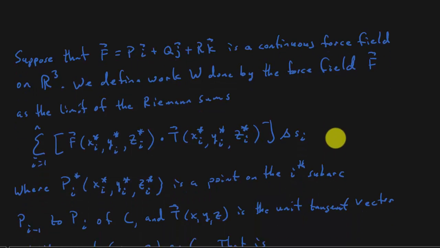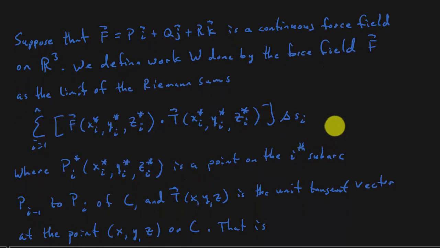All right, let's look at this. I think we just have a couple more examples left. Yeah, I think we've got two examples left. Just hang with me. Suppose that our vector function F equals P i plus Q j plus R k is a continuous force field on R3.